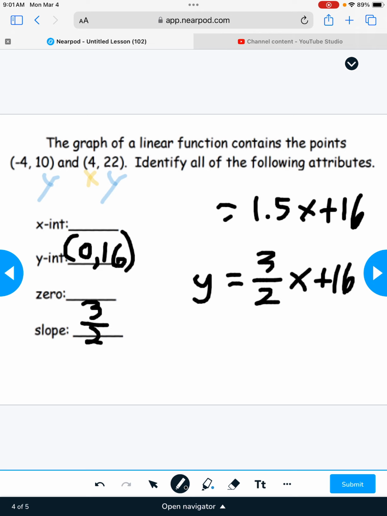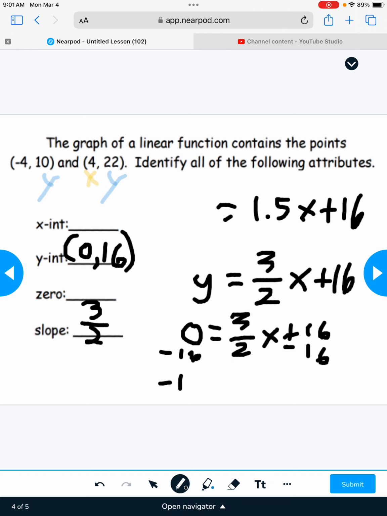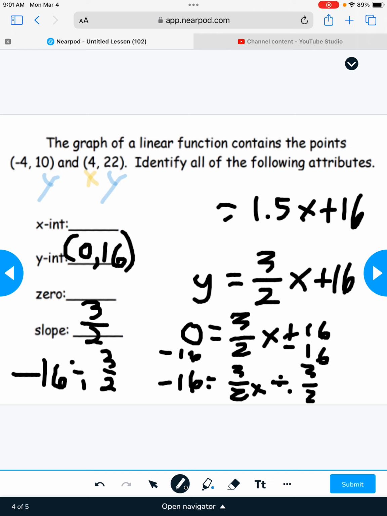And from there, I need to find my x-intercept and my 0. So I switch it to 0 equals 3/2 x plus 16. I minus 16 on both sides. And I get negative 16 equals 3/2 x, which I can then divide both sides by 3/2. And negative 16 divided by 3/2 is going to be something that I'm going to use my calculator for.